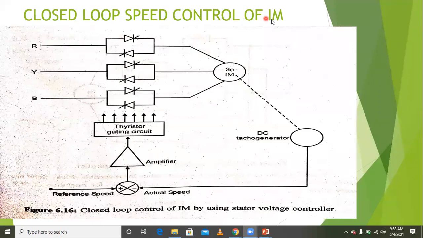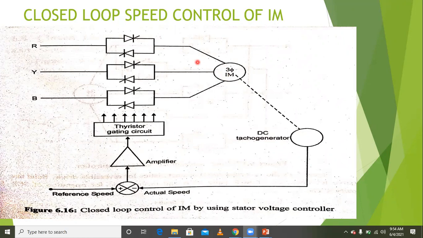Closed loop speed control of induction motor. Okay, this is one of the block diagrams, the block diagram of the closed loop speed control of a three-phase induction motor. This is called a three-phase induction motor.